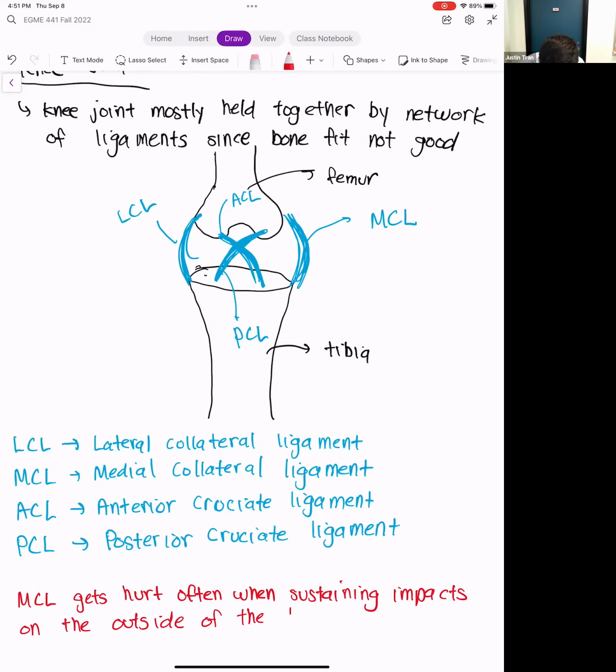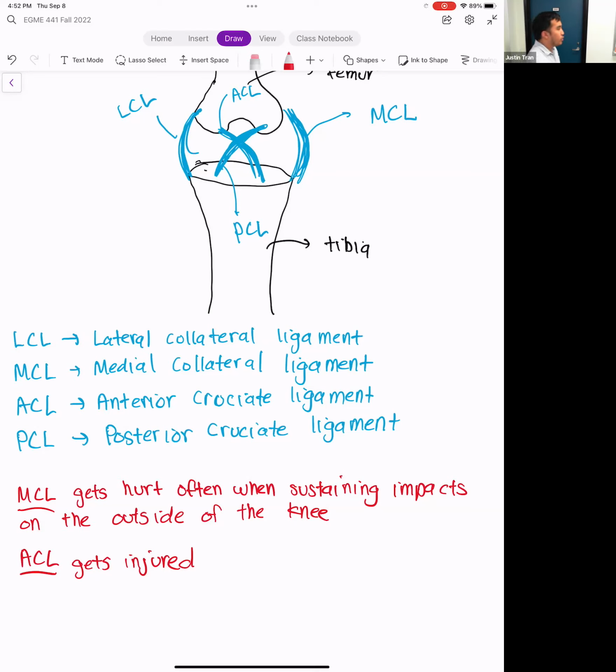Right, so your ACL and your PCL play the role of helping prevent your knee from sliding forward and back. Okay, and so your ACL often gets injured when you plant your foot in order to change direction. In sports that require you to cut very sharply, that puts a lot of strain on your ACL and your PCL. And the one that gets injured much more is the ACL, based on how people make cuts when they're walking or running.